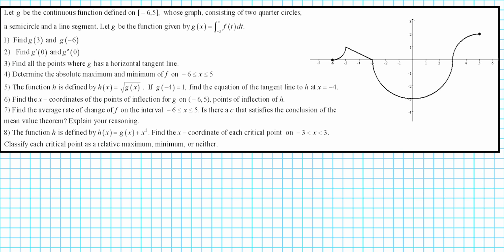All right, so for question number 4, we have to determine the absolute max and min of f on this interval. Remember this graph again, this is a graph of f. And we also determined earlier that it is the same thing as g prime, because g is the integral of f, so the derivative of g is f. So to find the absolute maximum of f, we're looking at this graph. What is the absolute maximum of this function?